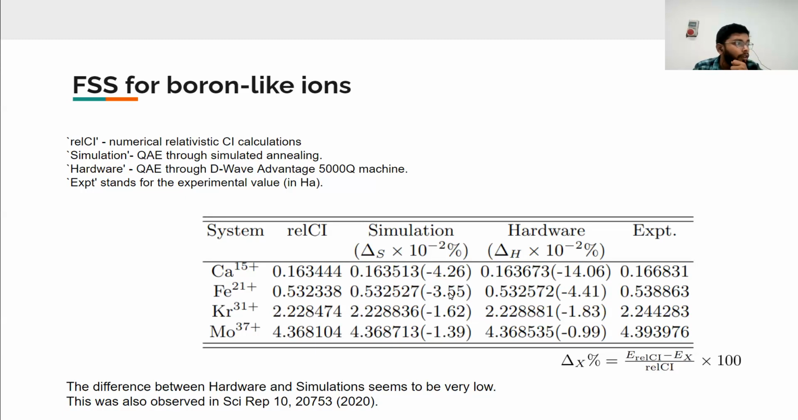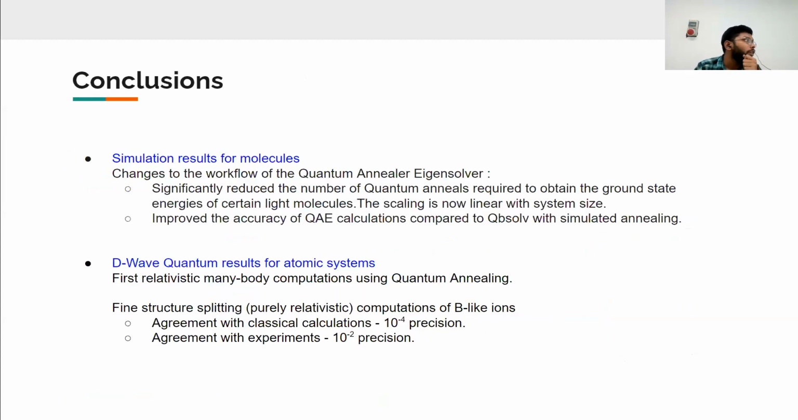So one thing to note is that the difference between simulation results and hardware results is not very much. Unlike gate-based quantum computing, here the difference due to hardware errors is actually quite less. When we compare these two results with experiment, you will see that the percentage fractional difference is like 0.04% or 0.14%. So the accuracy is, I think, quite good. And this small difference between simulation and hardware was also observed in scientific reports of the original QA paper.